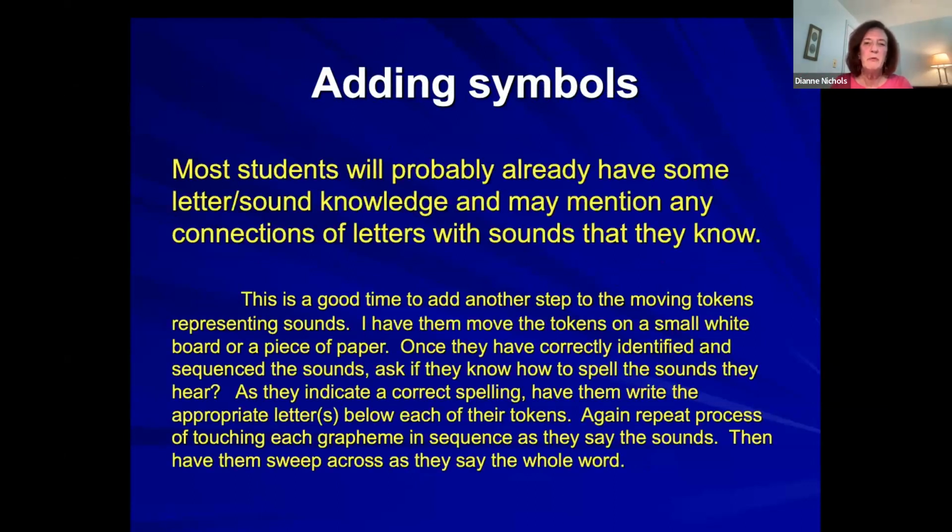I have them move the tokens either on a small whiteboard or piece of paper. When they correctly sequence, ask if they know how to spell the sounds, and as they indicate a correct spelling, then have them write the appropriate letter or letters below each of their tokens. Now again, repeat the process of touching each grapheme in sequence as they say the sound, and then sweep.